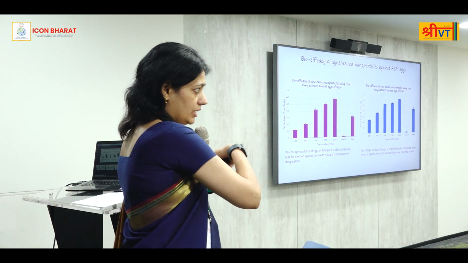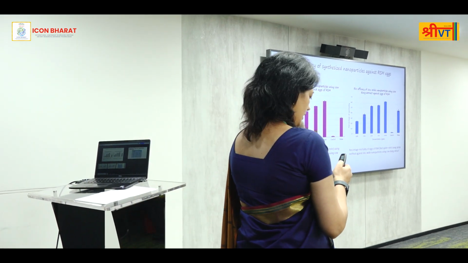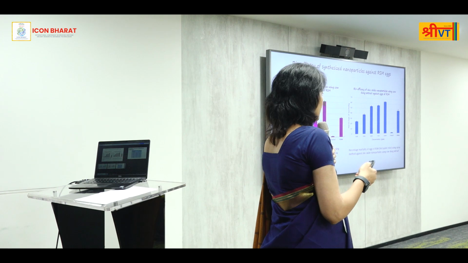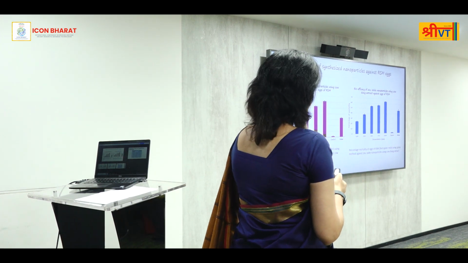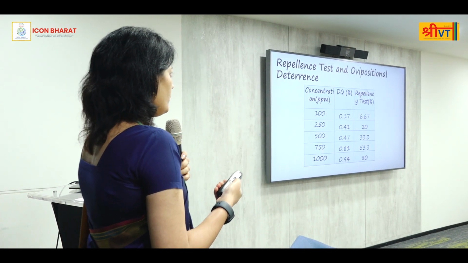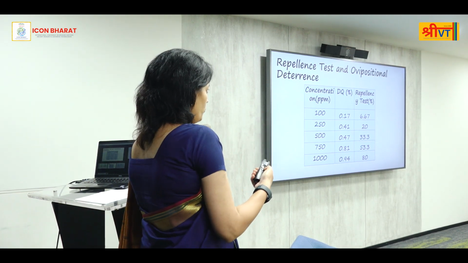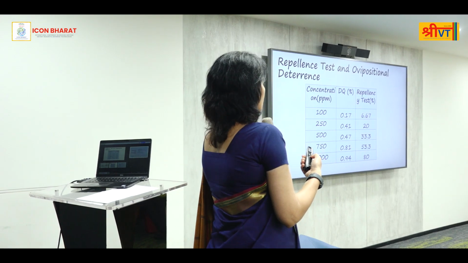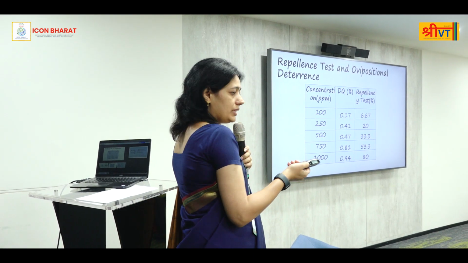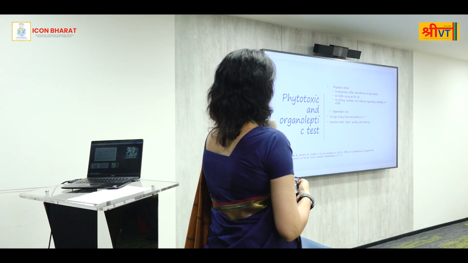The previous one was on adults, and this is what we did on eggs, and we again found the same result, that the cow dung was giving much better protection. We did a repellency test, to see whether it causes repellency or ovipositional deterrence. So the concentration was in ppm, and we found that 1000 ppm was actually doing good justice.